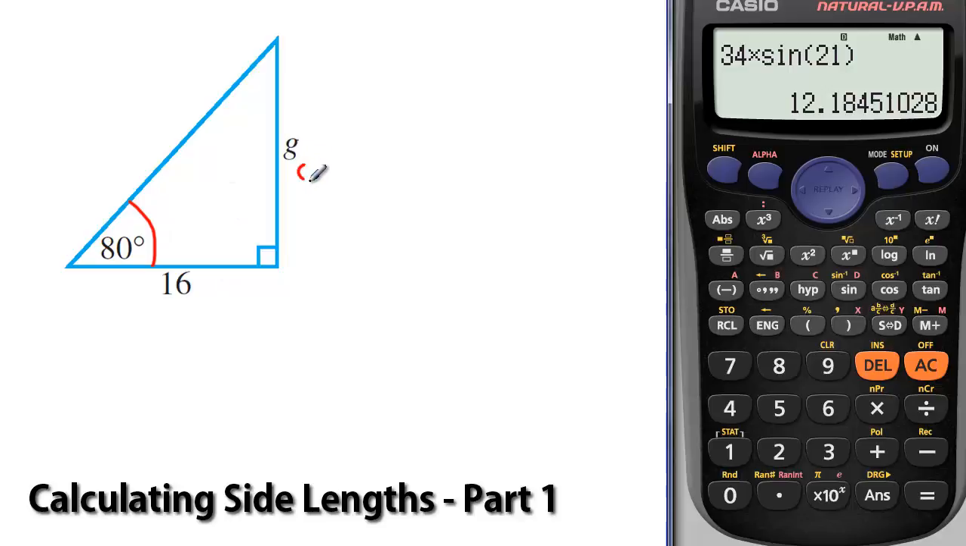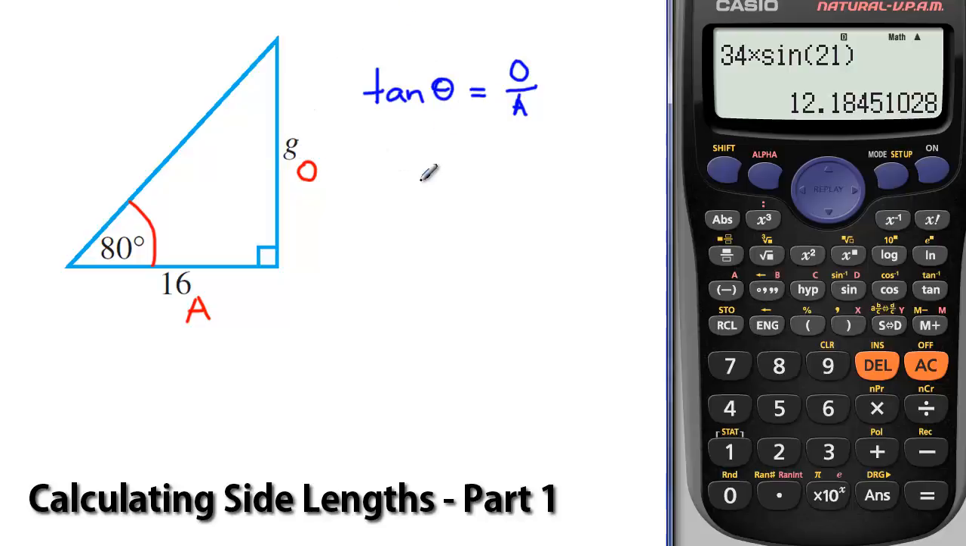This side here that we're trying to find out is the opposite side. The hypotenuse, there's no information on the hypotenuse, which means this 16 is the adjacent side. So I've got information about an opposite and an adjacent side. We're going to use the tan ratio to solve this problem. So we'll start off by writing the tan ratio. Tan theta is equal to the opposite over the adjacent.